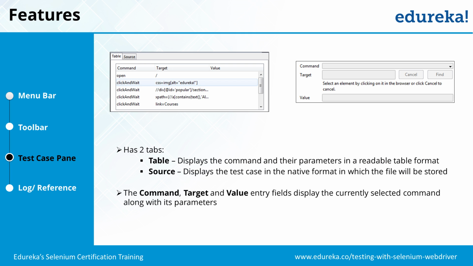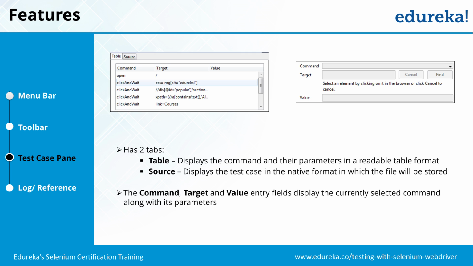Okay, so the next one is the test case pane. The test case pane looks something like this. If you see this portion, you have two tabs. One is the table, one is the source. We work mostly with the tabular view if you really want to work with a tool which has a graphical user interface. The tabular view has three sections.